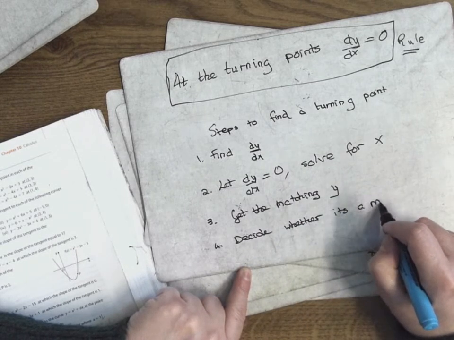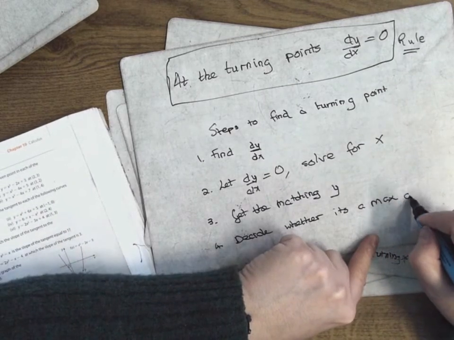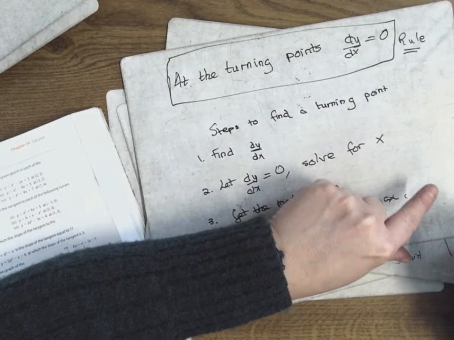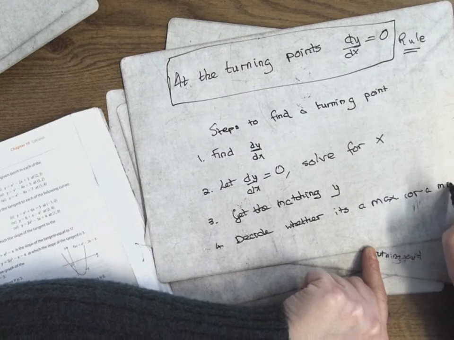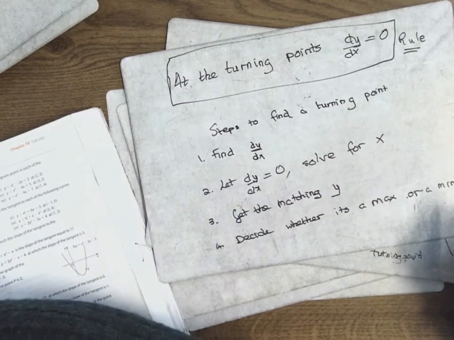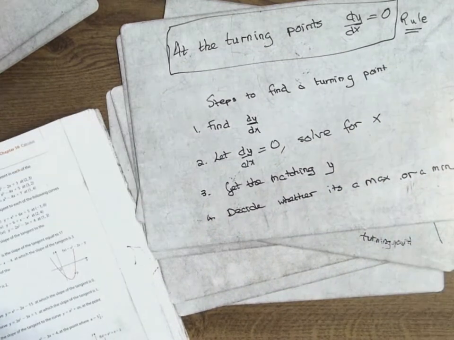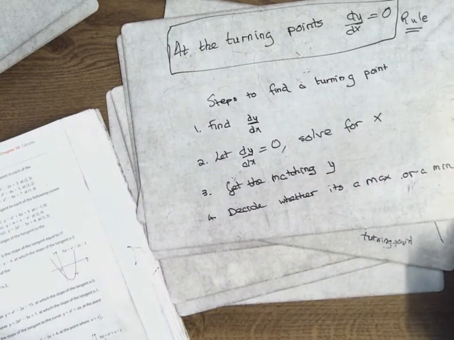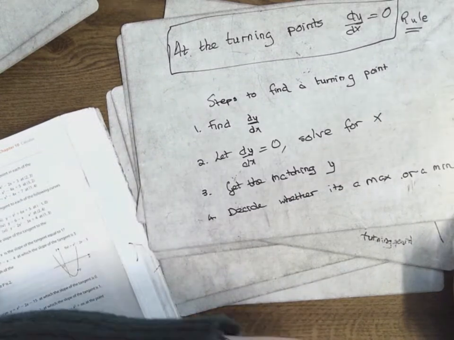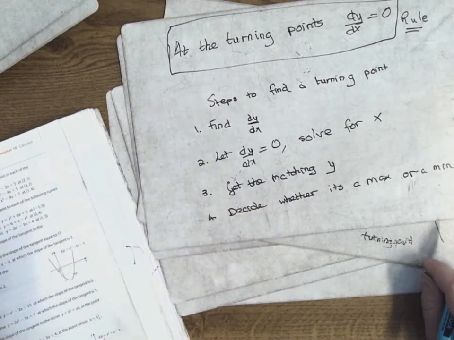As I say, we'll have a maths way to decide by the end of this section, but for the moment we're just going to imagine it in our heads. Right, there are the steps. Find dy/dx, nothing new there. Let dy/dx equal 0: x on one side, numbers on the other, and solve it. You'll end up with x equals a number. Take that number and put it back into the curve to get your matching y, and then I'll show you how to decide whether it's a max or a min.